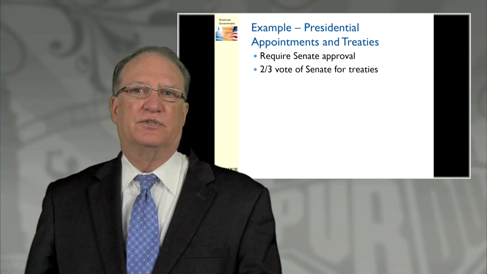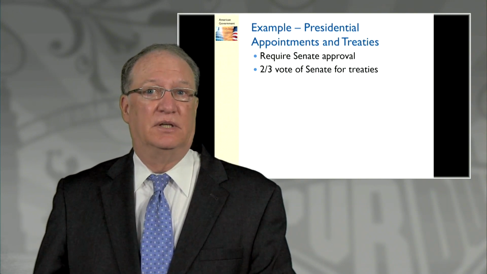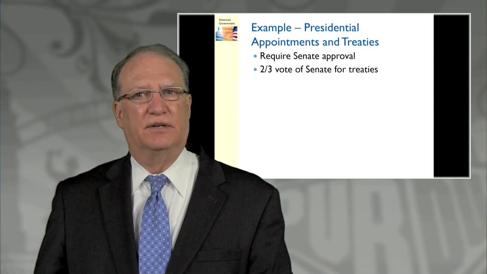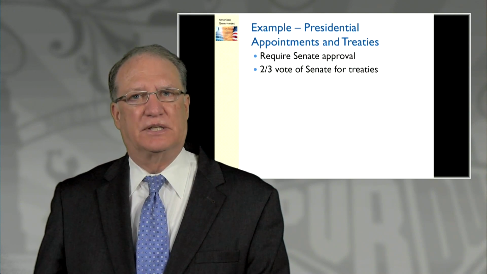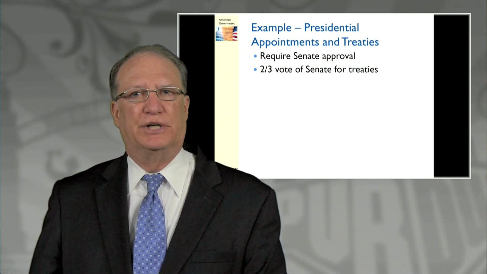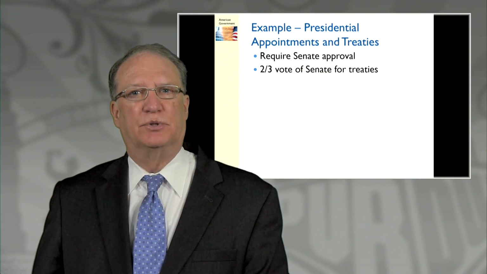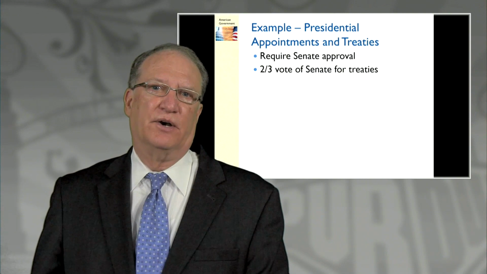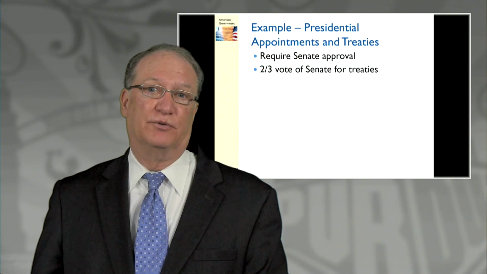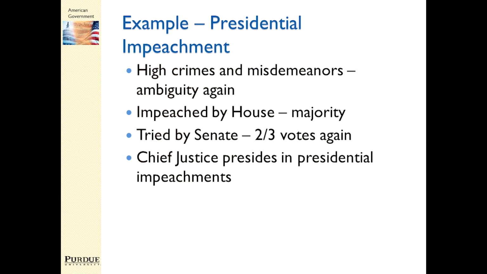Another example is presidents can make appointments, but the Senate is required to approve those appointments. The president can make treaties, but they require a 2/3 vote of the Senate. Now notice here we're not talking about the House. This is the power given only to the Senate to approve presidential appointments and to approve treaties. Now presidents use their executive powers to make executive agreements, which are agreements with other countries that don't have the same binding as a treaty, but also don't need to go to the Congress for approval. So that's a case where the president is stretching the powers a little bit in foreign relations.